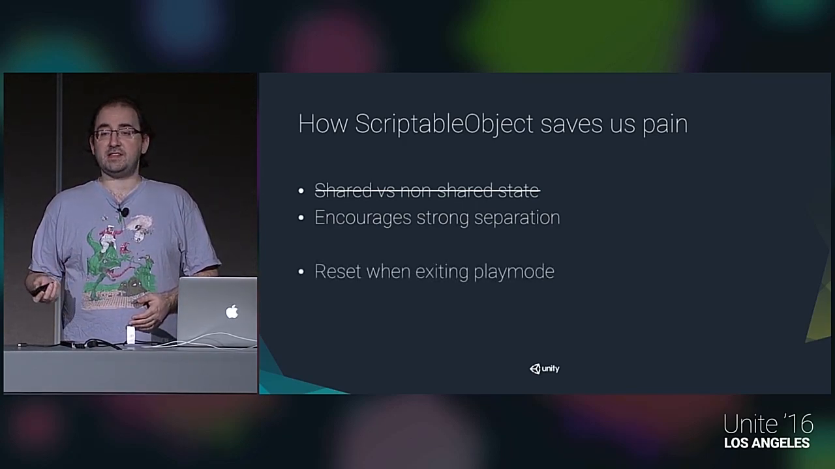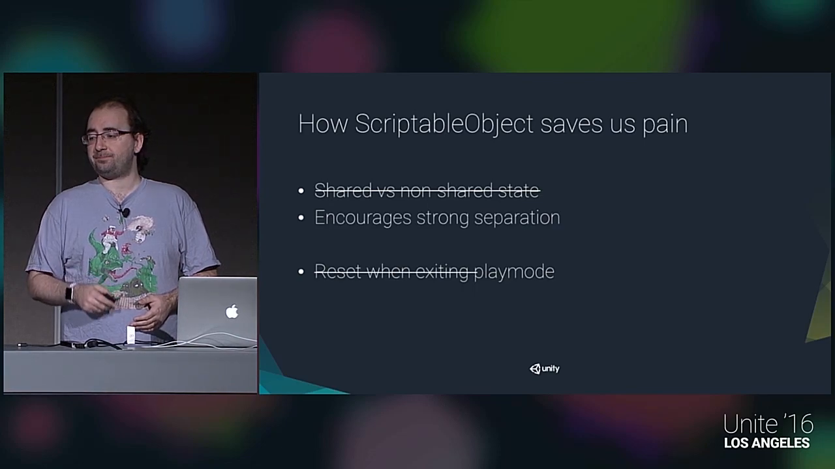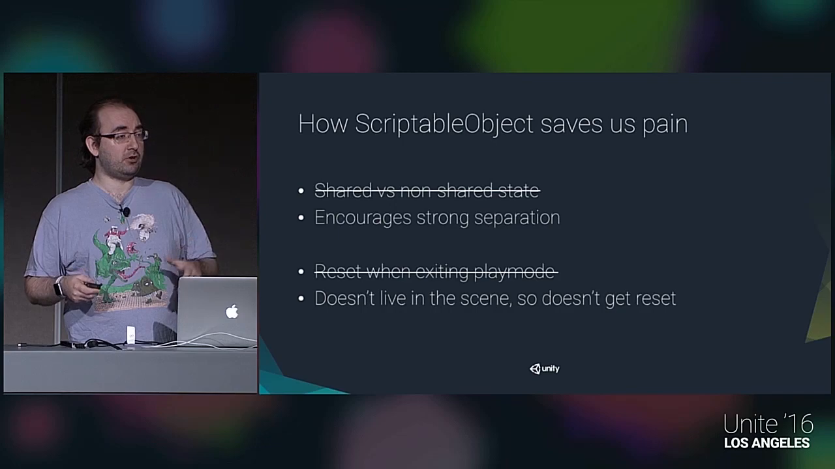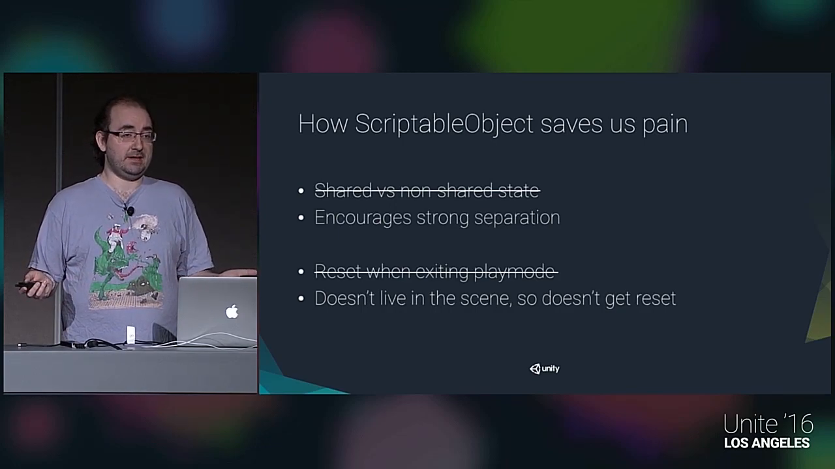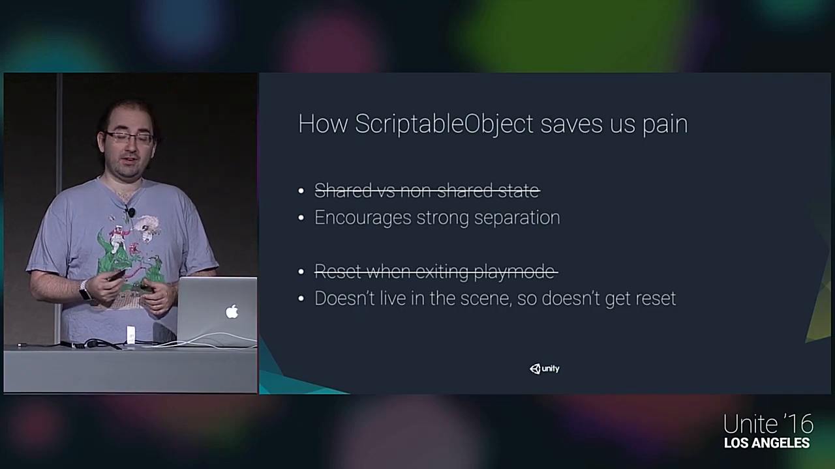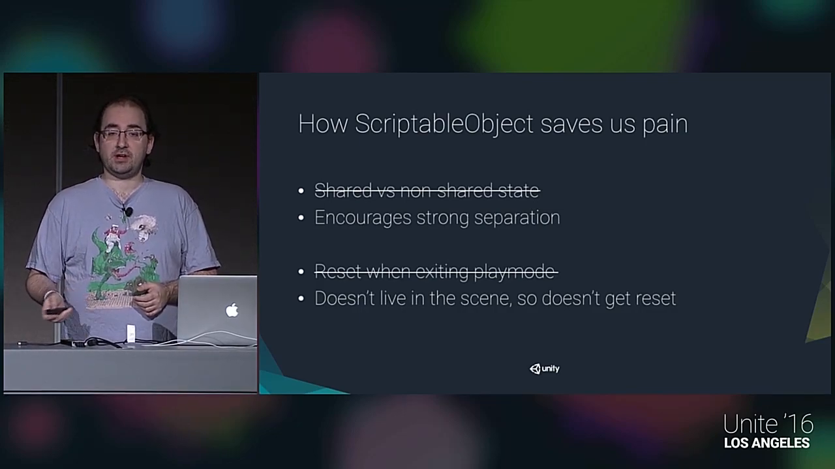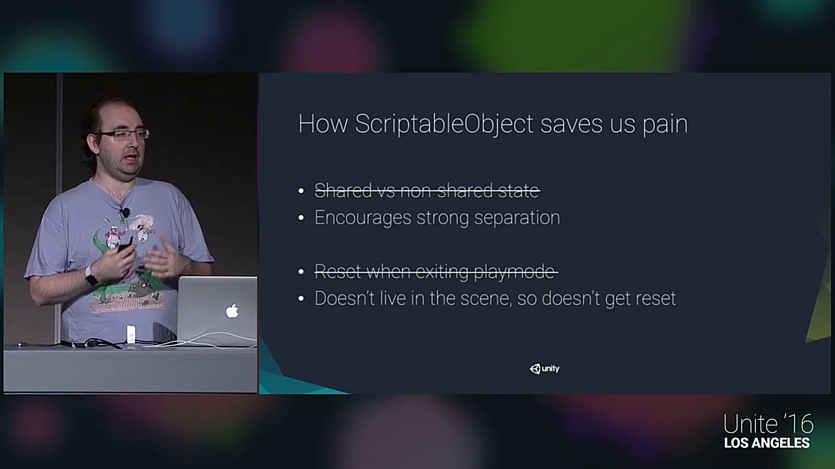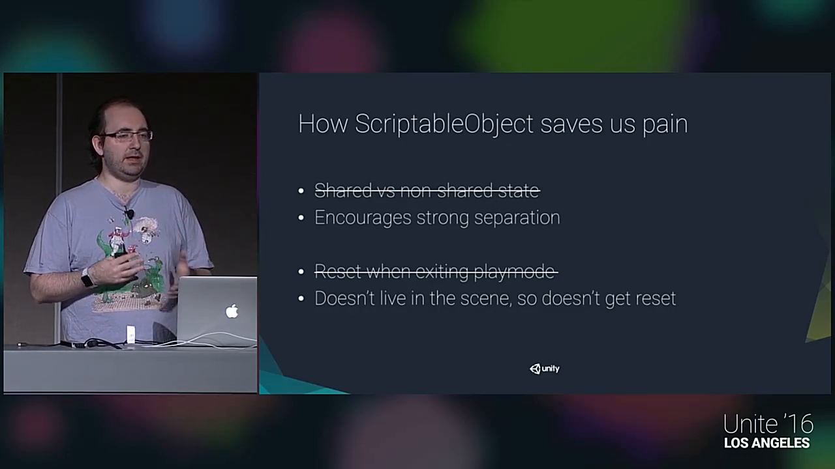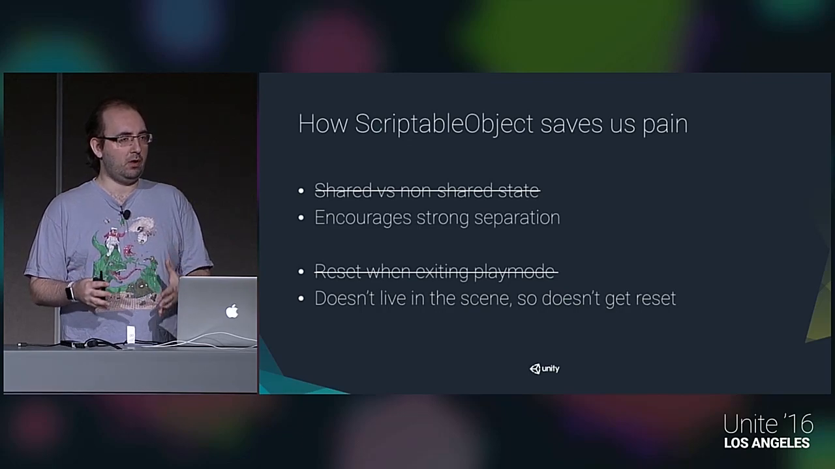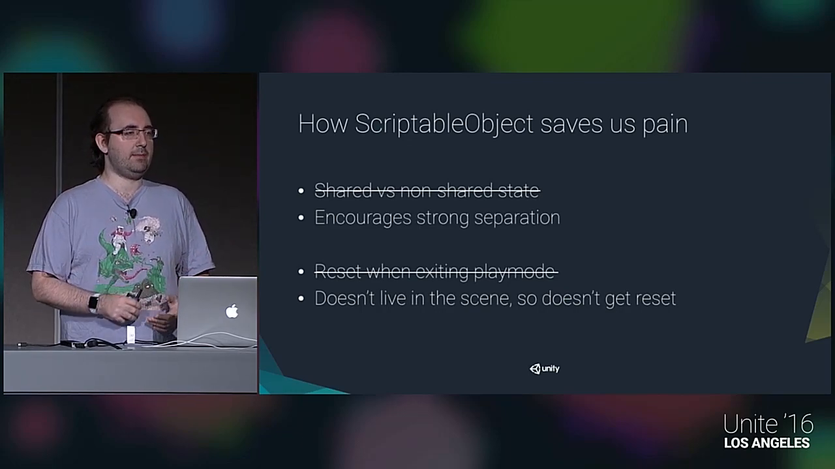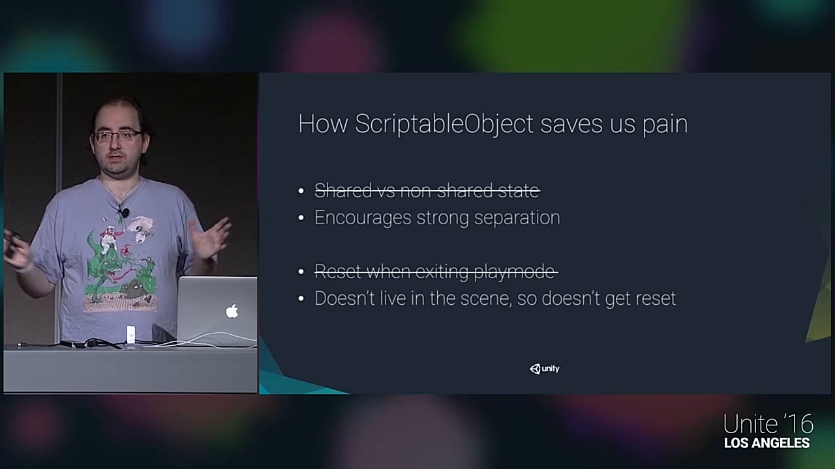When it comes to resetting objects when you exit play mode, you can have scriptable objects that don't live in the scene, but live in the project instead, and so they don't get reset. Only the things in the scene get reset. And this allows you to tweak all the values in a scriptable object during play mode, exit play mode, and they're all kept. So if you're keeping all of your timing and gameplay tweaking parameters in a scriptable object, you can tweak on the fly during play mode, exit play mode, and none of your work is lost. It's all there, it's all kept.